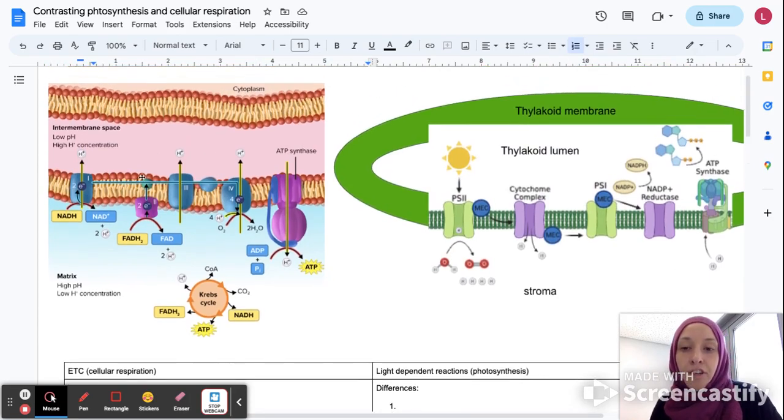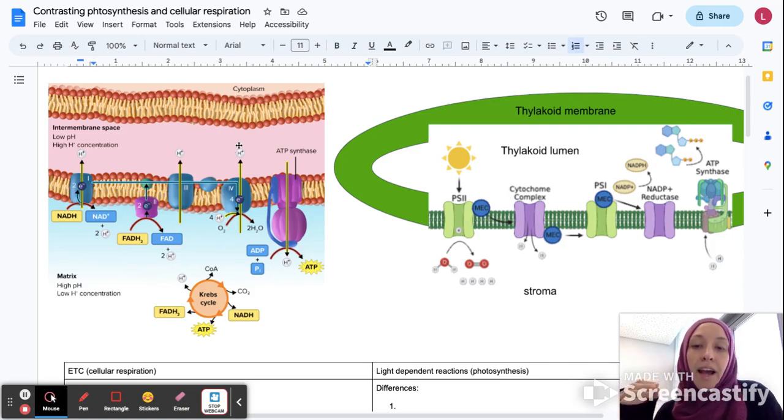I'm going to start here with the electron transport chain of cellular respiration. So this process is getting electrons from NADH and FADH2. These were produced in the Krebs cycle and glycolysis. So these molecules are going to drop off their electrons to the electron transport chain. The electrons are going to be passed down the membrane, and as they do that, the energy from the electrons is going to be used to bring hydrogens from the matrix into the intermembrane space.